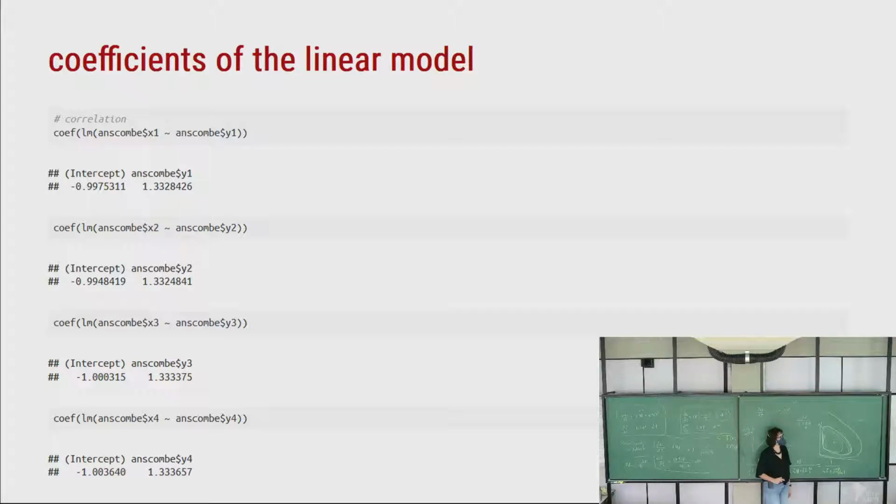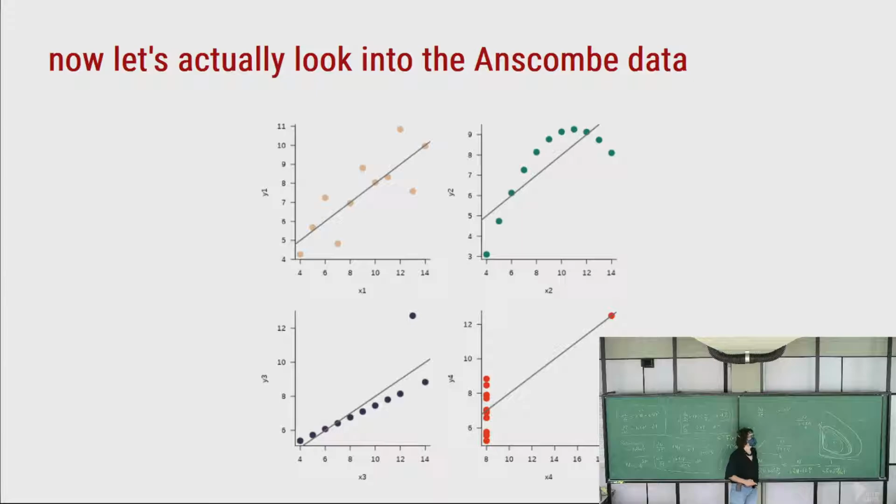I'm creating a linear model, and then I'm using the coef function to extract the coefficients of the model, the intercept and slope of my model. And again, they are all basically equal, intercept -1, the slope 1.33. But if we take a look graphically at this data, they are completely different.